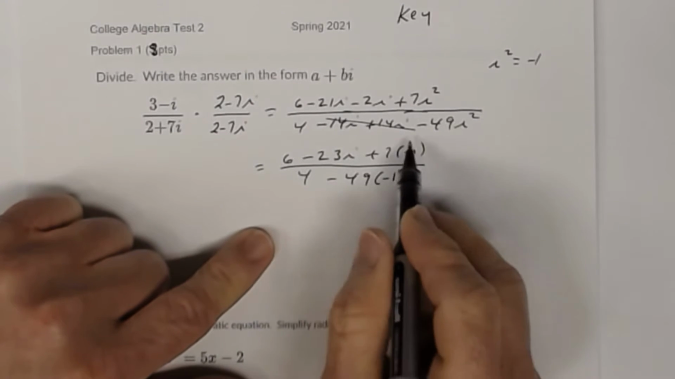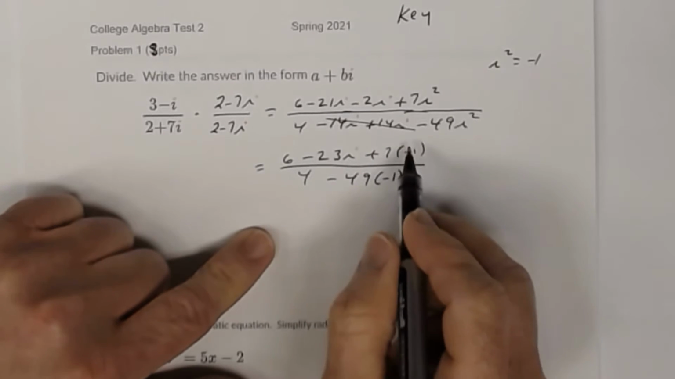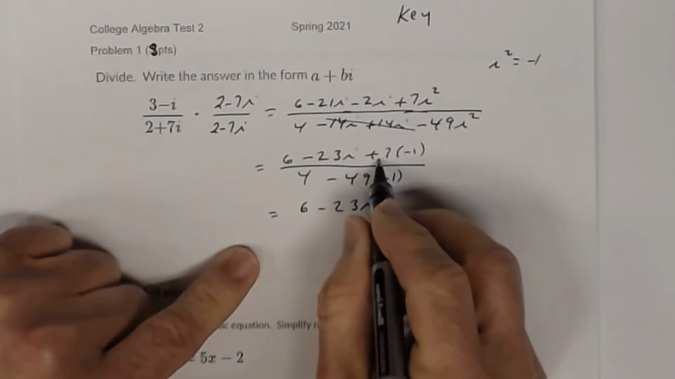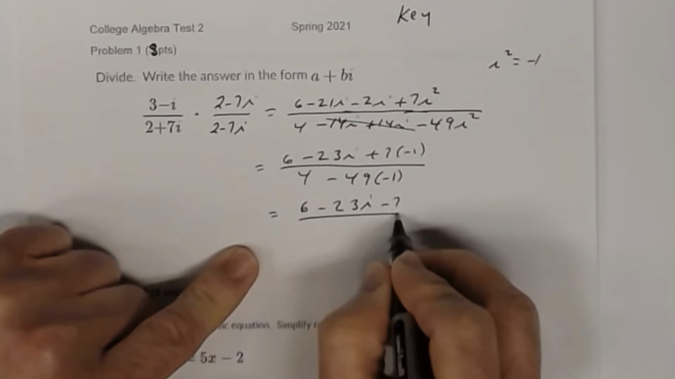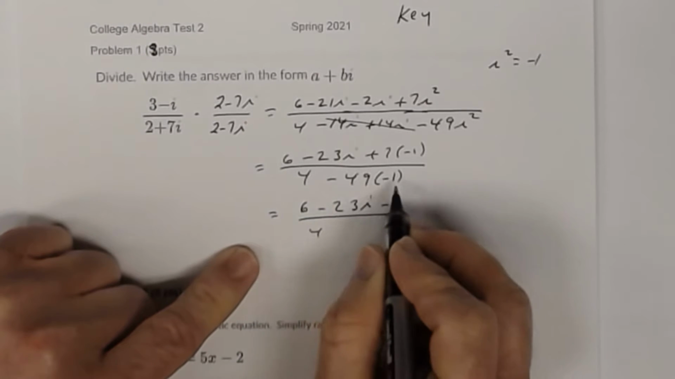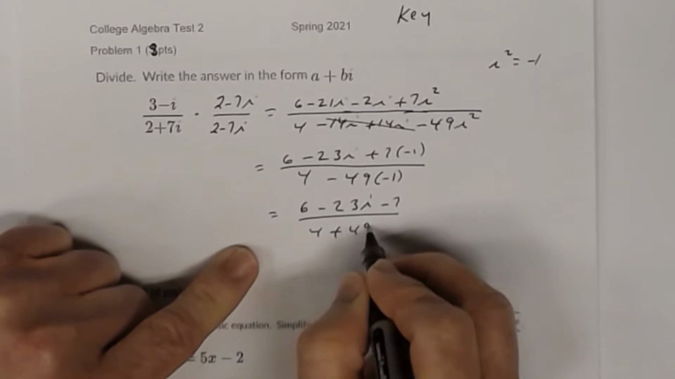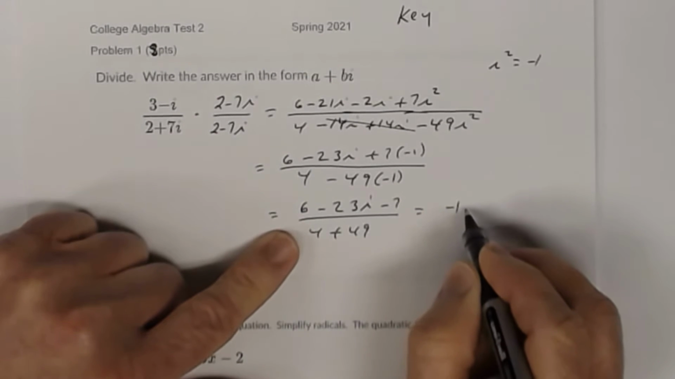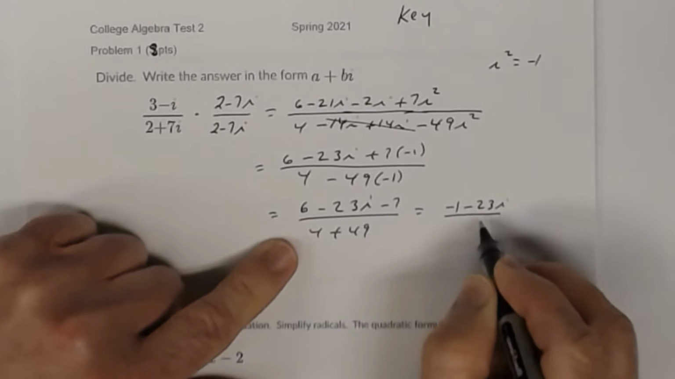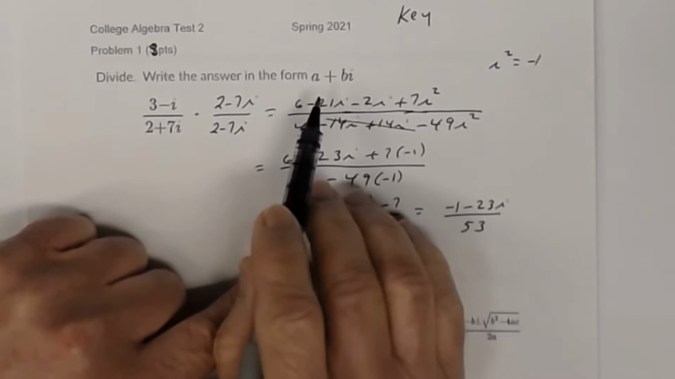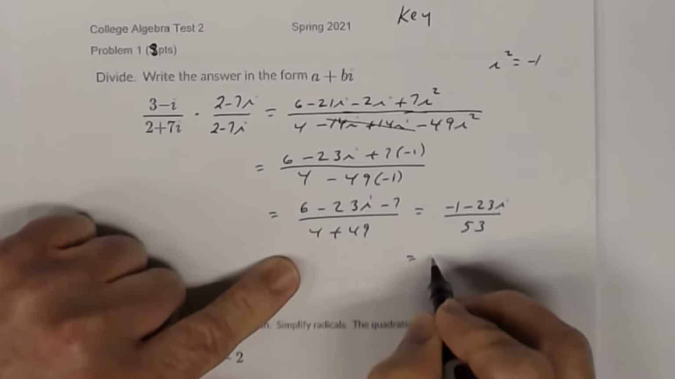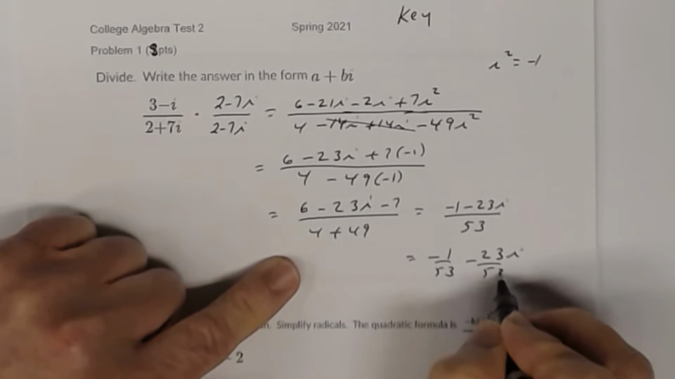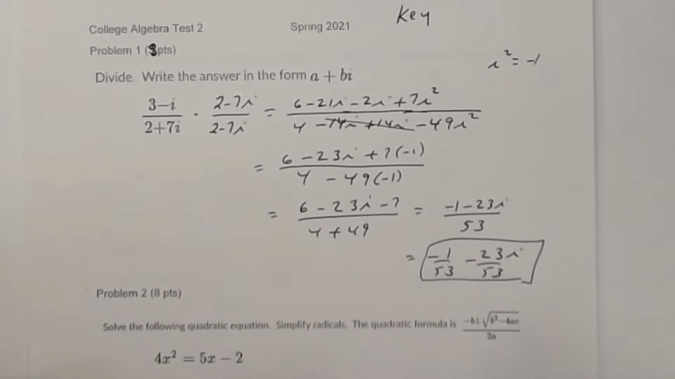Okay, now simplifying the parts here that you're multiplying by negative 1, we get this. 6 minus 23i, positive 7 times a negative 1 is a negative 7, divided by 4, a negative 49 times a negative 1 is a positive 49. And so this becomes 6 and a negative 7 is a negative 1. So negative 1 minus 23i divided by 53. And it does say right in the form a plus bi. So this becomes negative 1 divided by 53 minus 23i divided by 53. All right, so that's number 1.